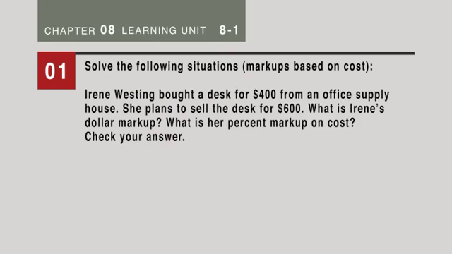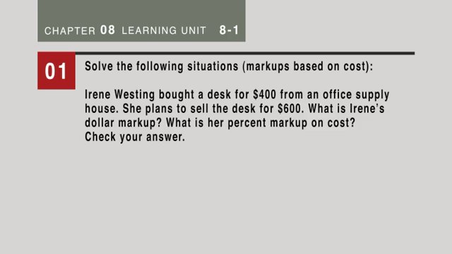Let's look at number 1. It says Irene Westing bought a desk for $400 from an office supply house. She plans to sell the desk for $600. What is Irene's dollar markup? What is her percent markup on cost?